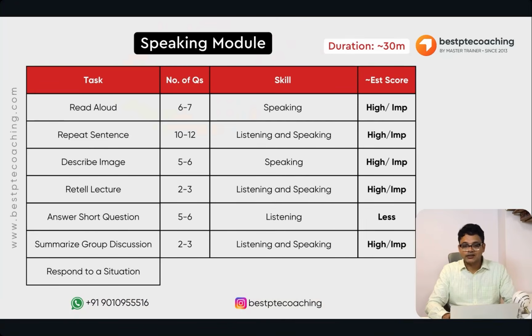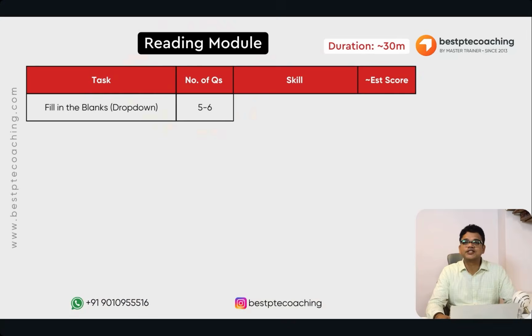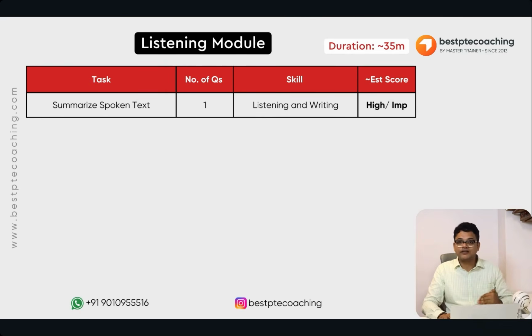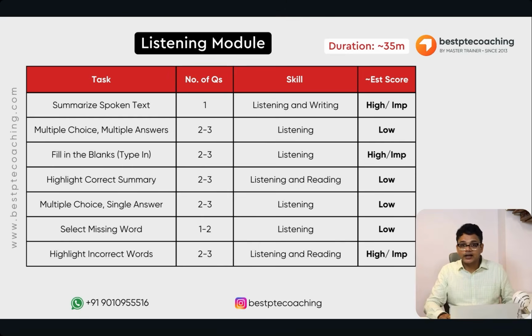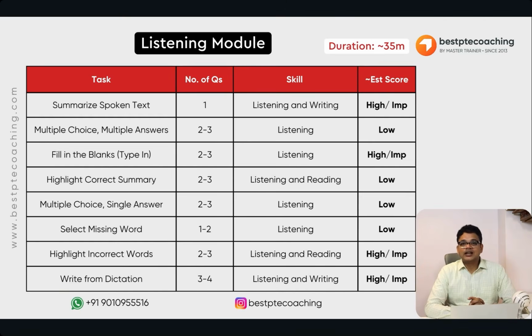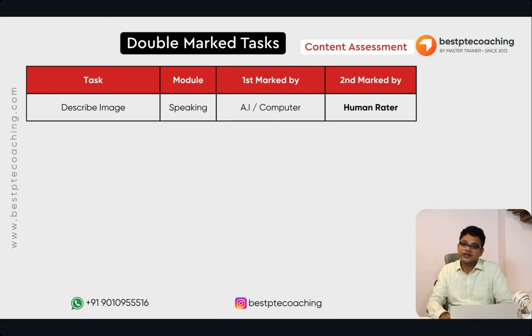This is also added. Fill in the blanks, drop down, 5 questions, maximum 6 questions. The remaining 7 are there in section 2. It's a high score task. Certain tasks are double checked. So these 7 tasks, content is going to be assessed by a human writer, getting a free mock test.